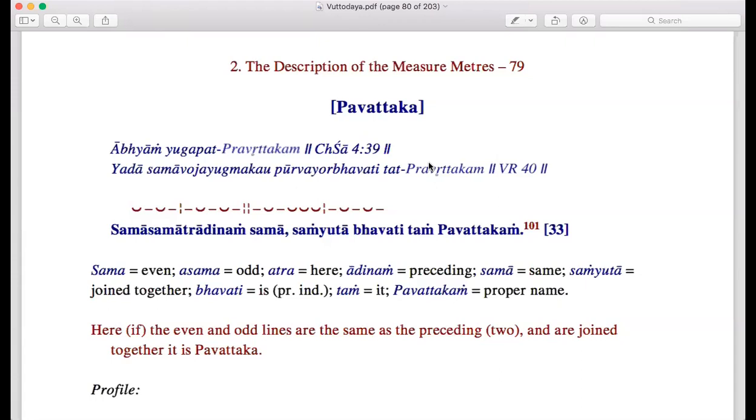The sama line of the previous verse is as same as in the previous verse. That's what we mean by being equal. And a visama line of the previous verse is as same as in the previous verse. So that's what we mean by being equal. Samahutva, being equal, is a complement. Samahutva, then sangyuta, joined together in this verse.